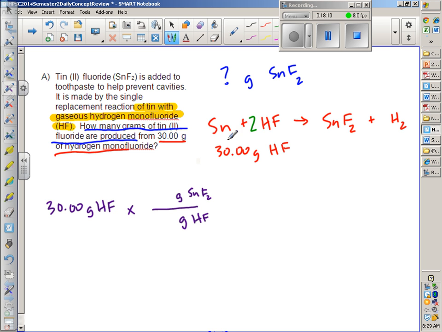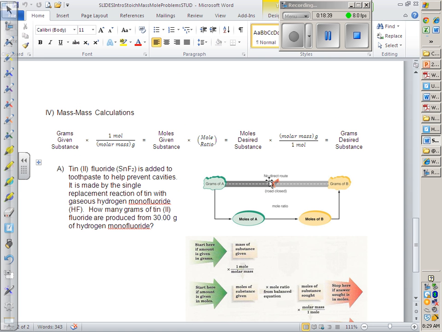I can't say that 1 gram of tin reacts with 2 grams of hydrogen monofluoride. Doesn't work that way because those atoms weigh different amounts. We need to compare the number of things, not the weight of things. So you can't go straight from grams to grams. As it shows you on your outline, right? Look, road closed. No direct route from grams of A to grams of B.